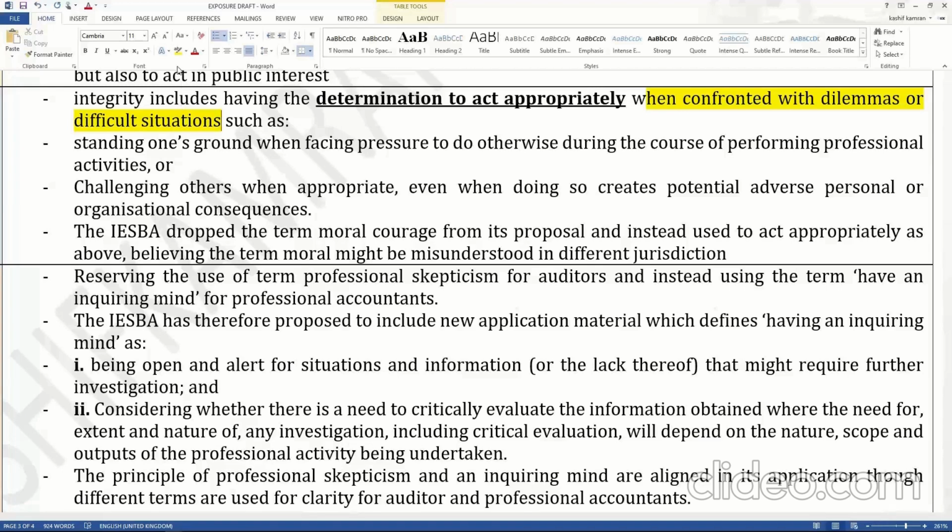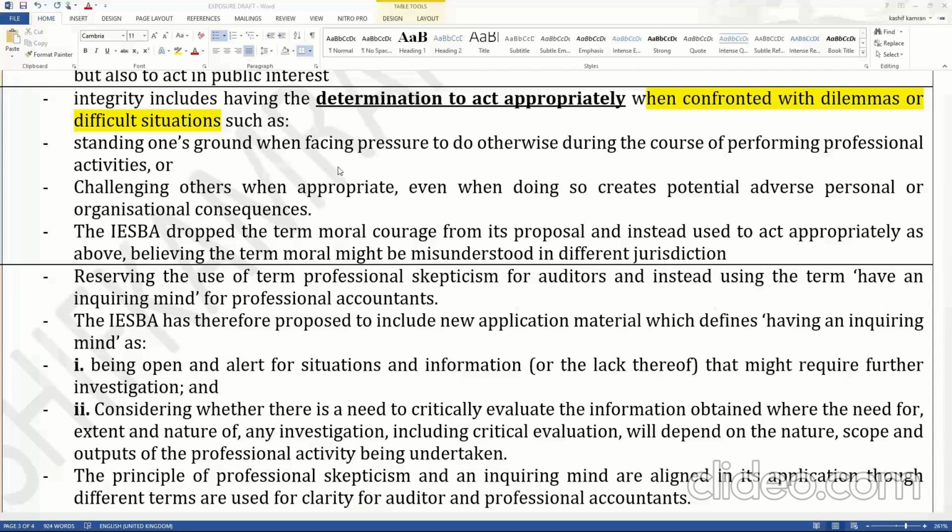Someone is asking you to cheat. Now that is a dilemma. Determination to act appropriately is integrity. So is that a right definition, everyone? Determination to act appropriately when confronted with dilemmas or a difficult situation, right? Are you clear with bullet number 1, everyone?